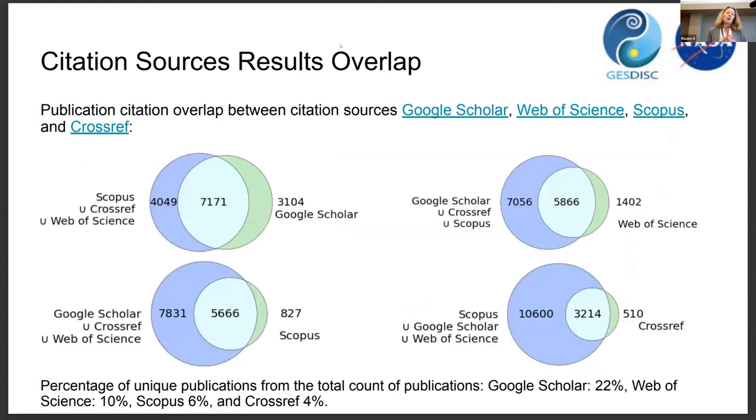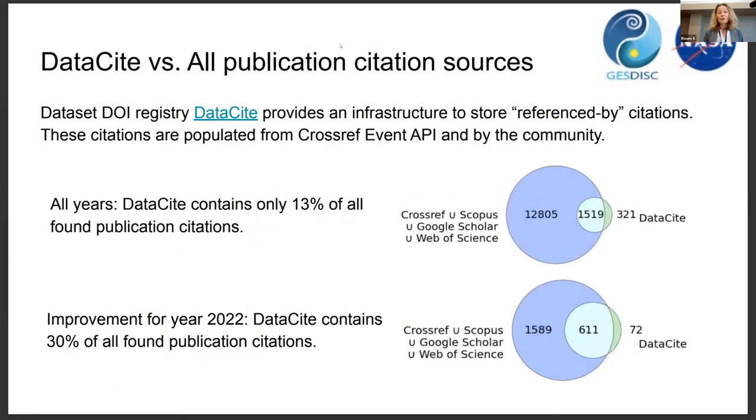These diagrams show how our results overlap. What do we gain by searching these four sources of bibliographic content? It demonstrates that Google Scholar gives us the most unique publications. It gives us 22% of unique publications, and Crossref, compared to the rest, gives us only 4%. So if you are searching, it's something to use in your decision.